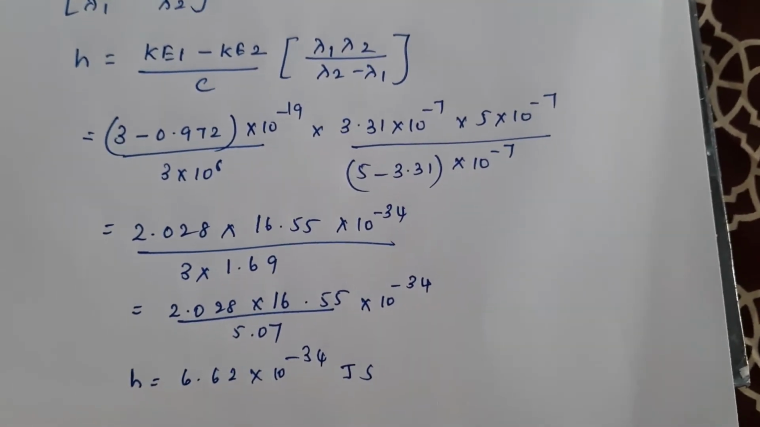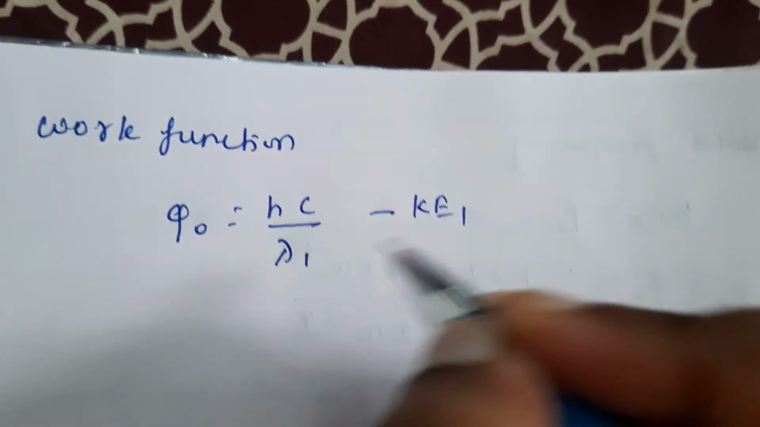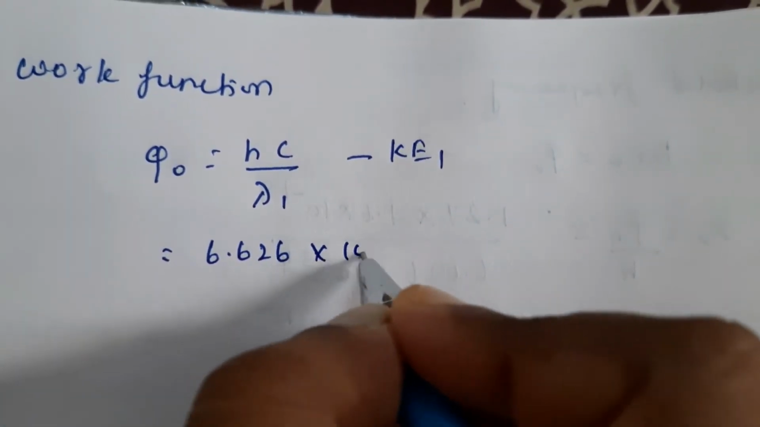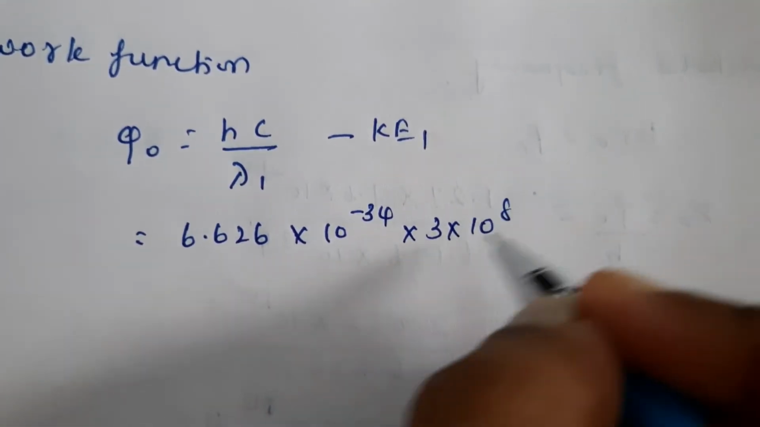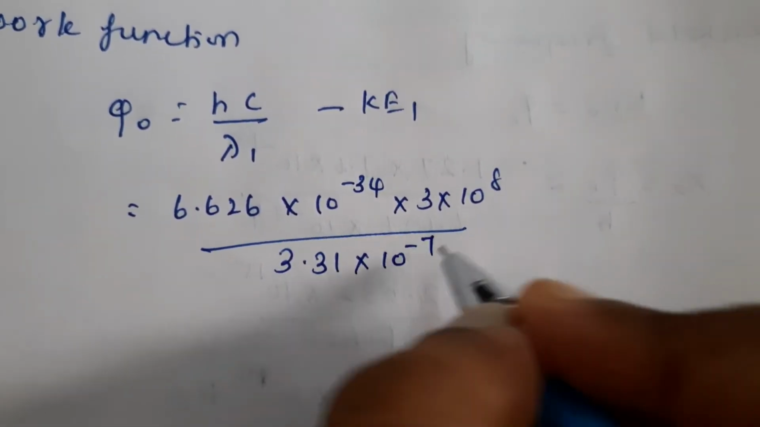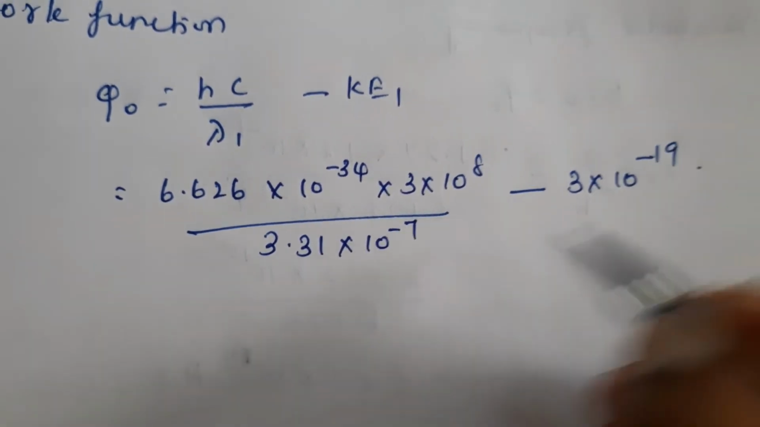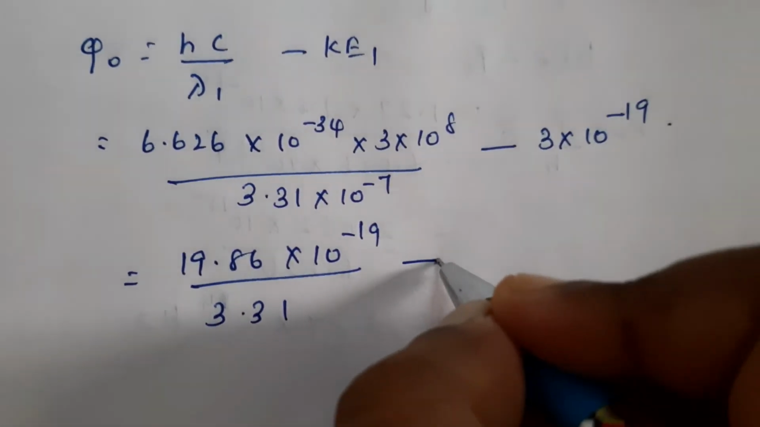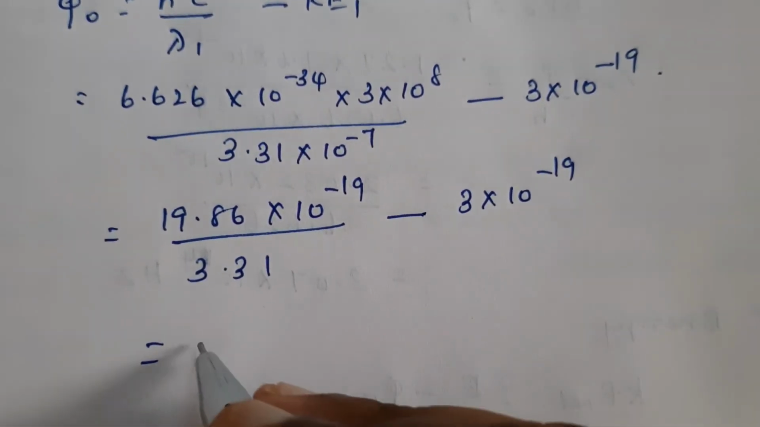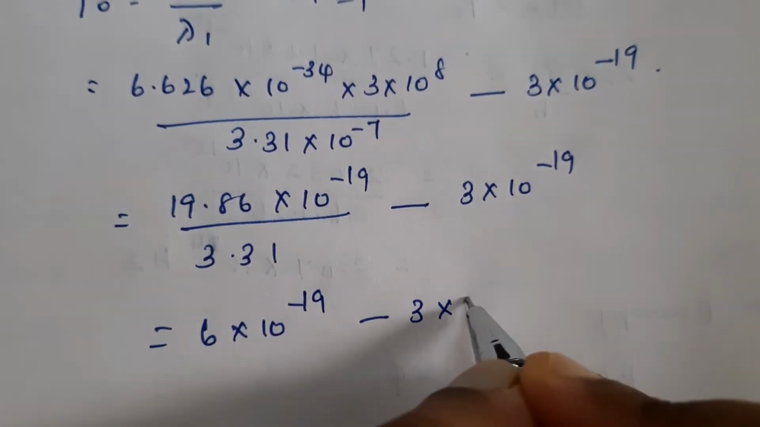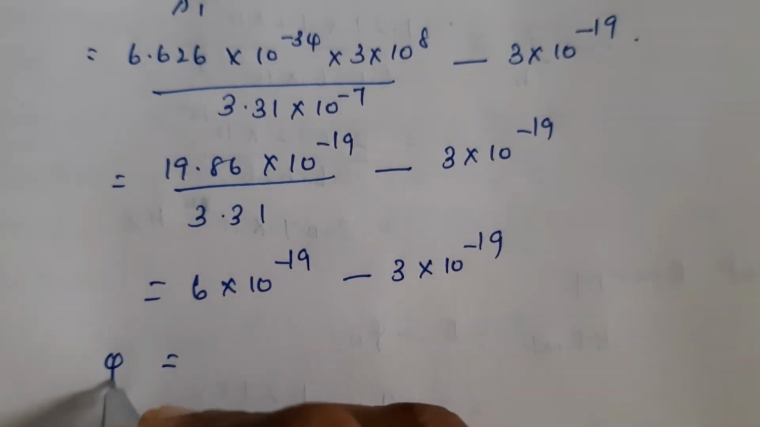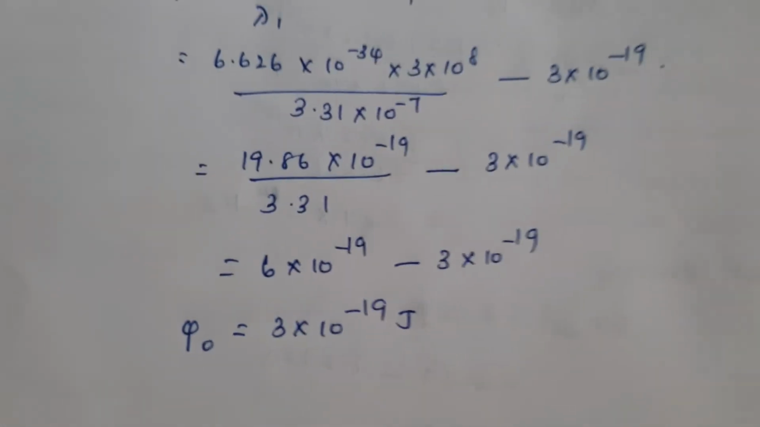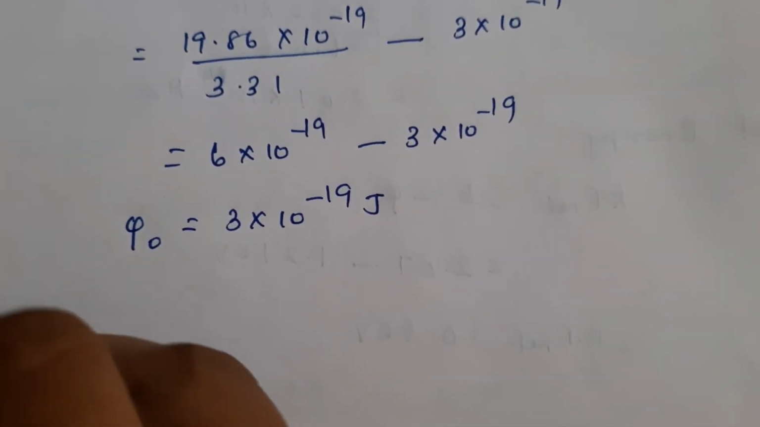So we have found the h value. Now we have to go for the work function. Phi 0 is equal to hc by lambda 1 minus kinetic energy 1. So it is 6.626 into 10 raised to minus 34 into 3 into 10 raised to 8 divided by lambda value 3.31 into 10 raised to minus 7, minus kinetic energy 3 into 10 raised to minus 19. If you multiply this, 19.86 into 10 raised to minus 19 divided by 3.31, you will get 6 into 10 raised to minus 19 minus 3 into 10 raised to minus 19. So you will get the value of phi 0 as 3 into 10 raised to minus 19 joules.